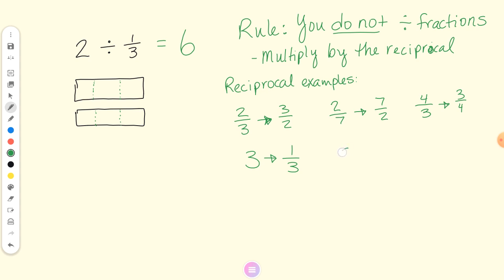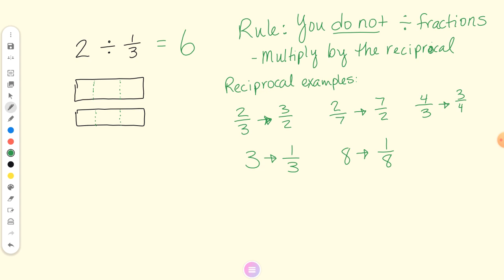What about 8? Brody, what do you think the reciprocal of 8 is? 1/8, good job. So is reciprocal hard? No, once you know what a reciprocal is, it's an easy concept. You've just never heard that word before. Now the rule says we do not divide fractions, we multiply by the reciprocal.